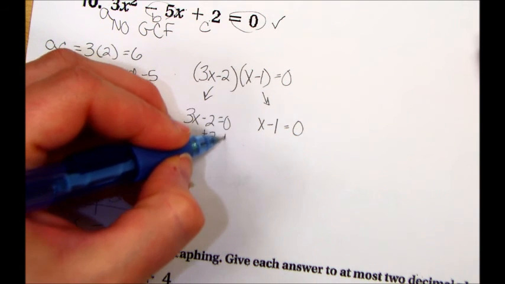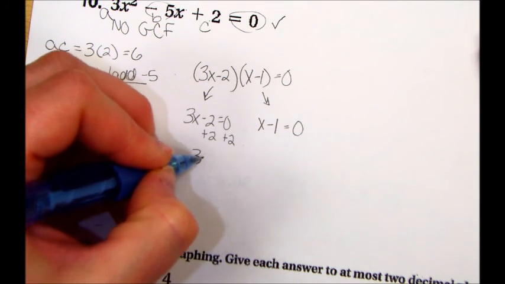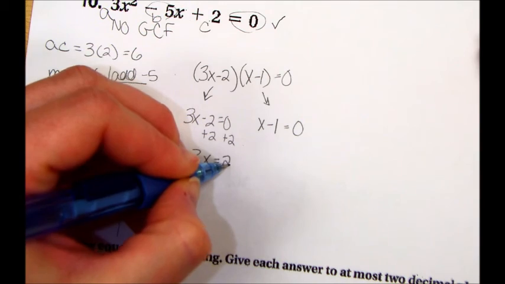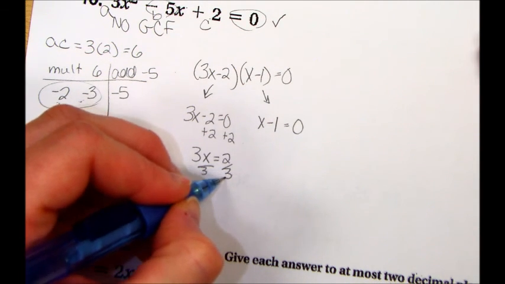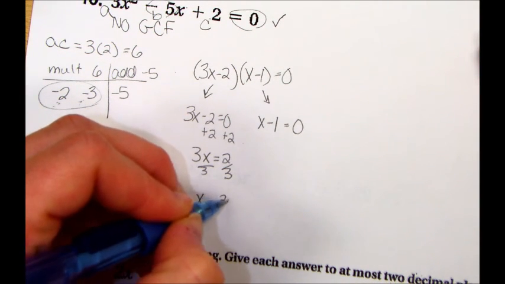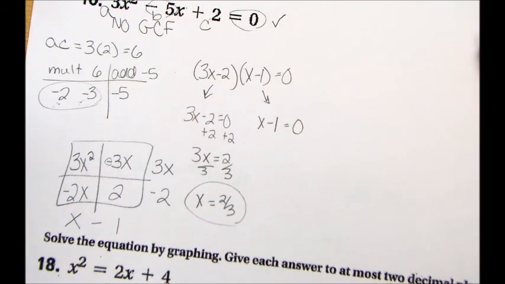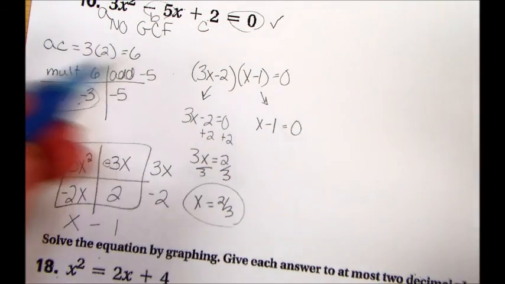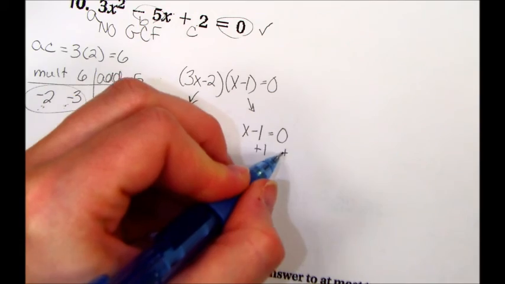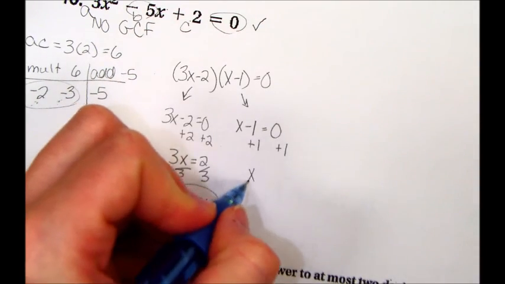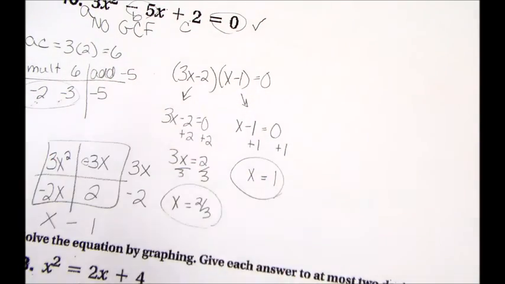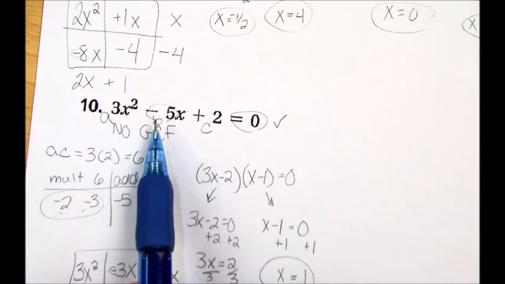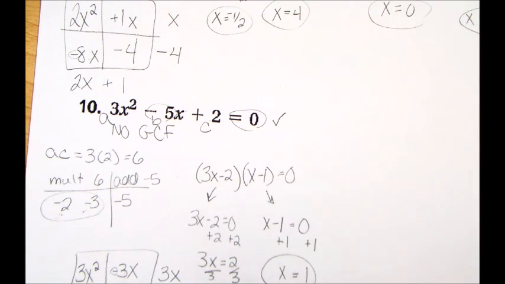Add 2 on this side. So you get 3x equals 2. Divide by 3. X equals 2/3. On this one, add 1 to both sides, and x equals +1. These are the two values that, if plugged into here, will give you an answer of 0.